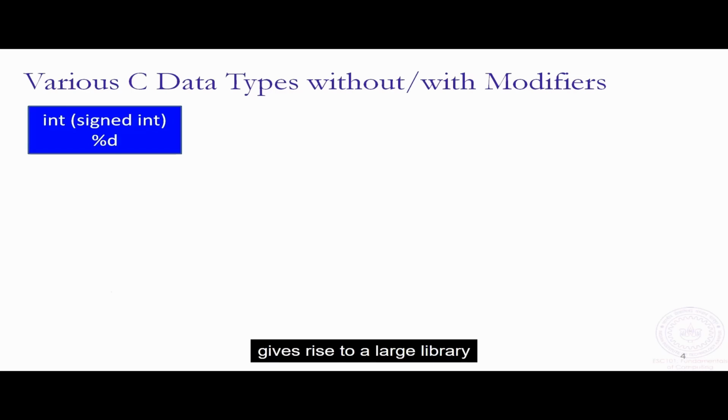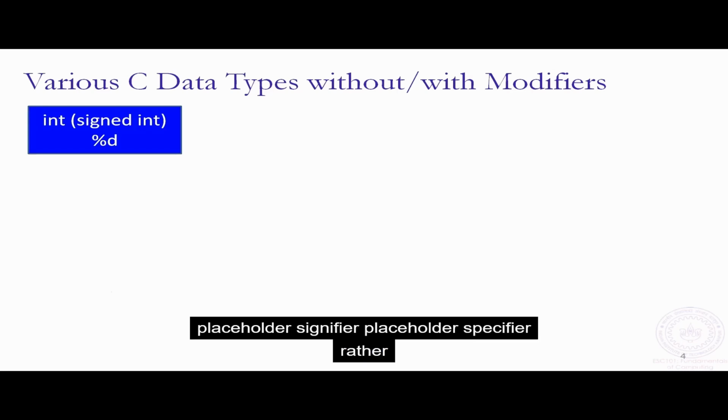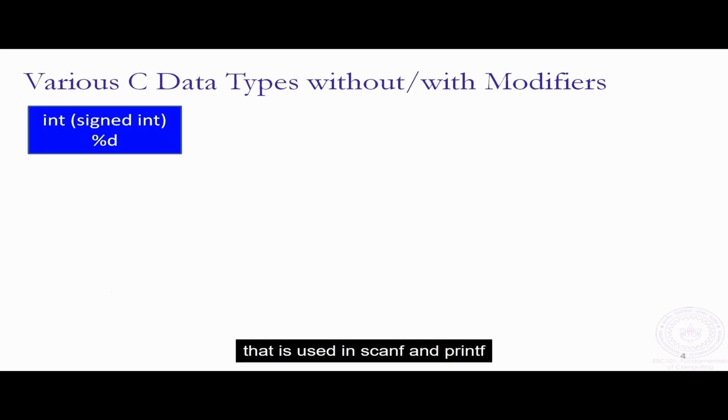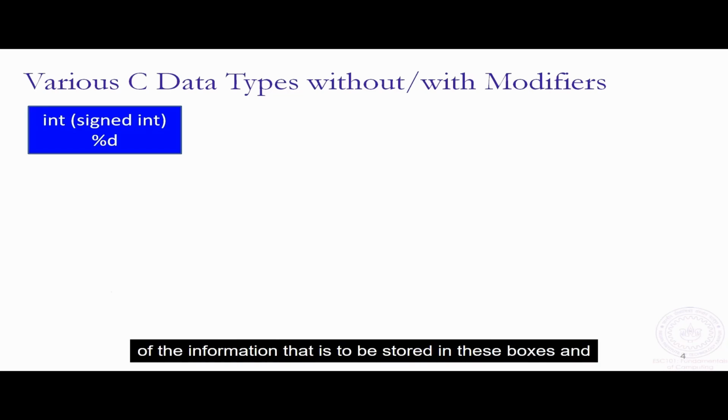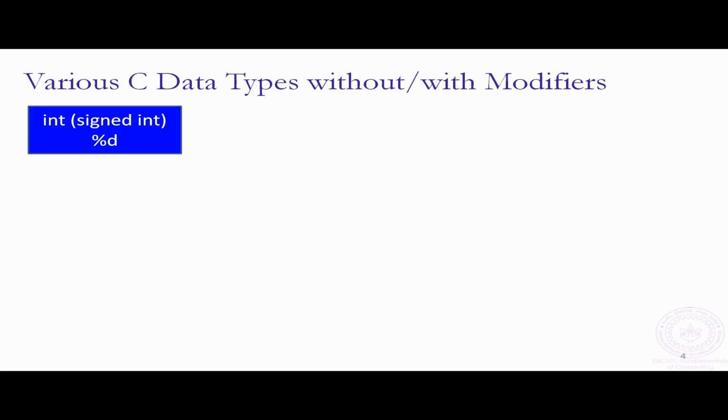So you can see that this product of modifiers with the basic data types int, double, float, and char gives rise to a large library of possible data types. Each of these has a specific placeholder specifier, that is used in scanf and printf for the compiler to know the nature of the information that is to be stored in these boxes and that is to be printed.